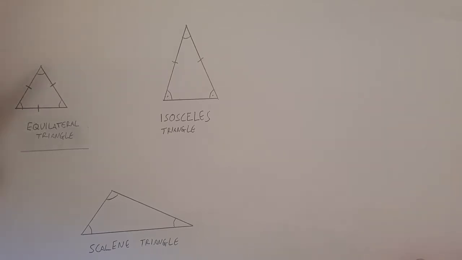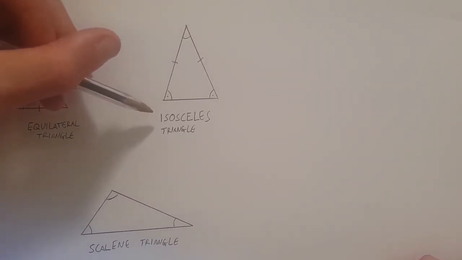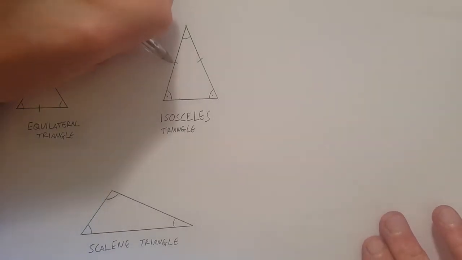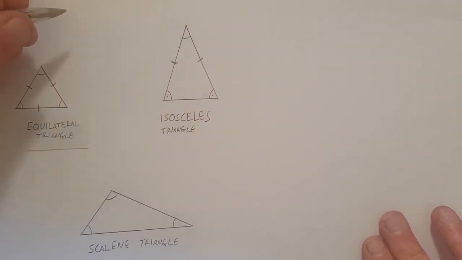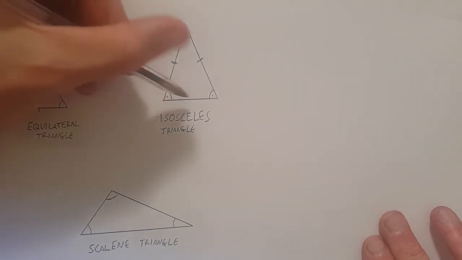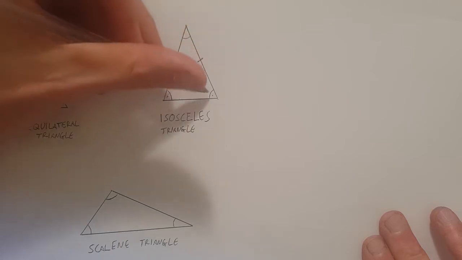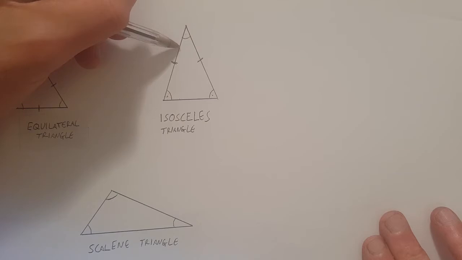The next one is an isosceles triangle. That's ISOSCELES triangle. And that's one where there's two sides that are the same length, but the other side is a different length. And what this also means is we've got the two angles that are opposite those sides that are the same length are also going to be the same size, but this third angle, the one that's between the two sides that are the same length, that's going to be a different angle.